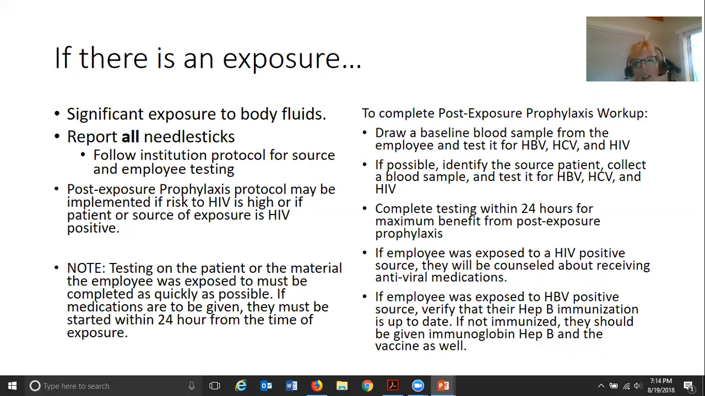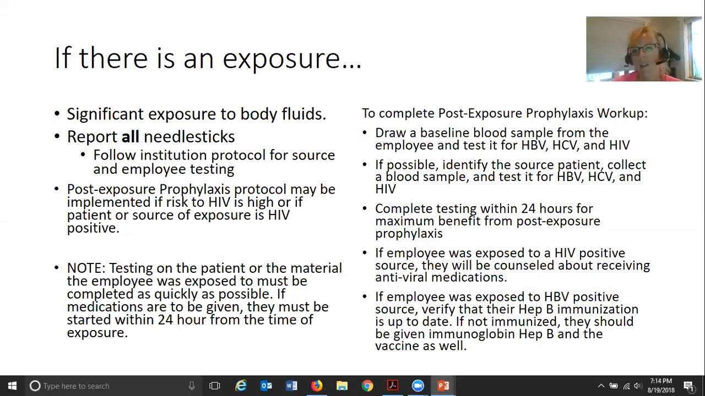So what you'll need to do for post-exposure is you'll follow the procedure in your facility, but you'll draw a baseline sample from the employee and you will be tested for hepatitis B, hepatitis C, and HIV immediately. If you know the source patient and you have a blood sample, or if not, collect it, and the patient will be tested for hepatitis B, hepatitis C, and HIV.